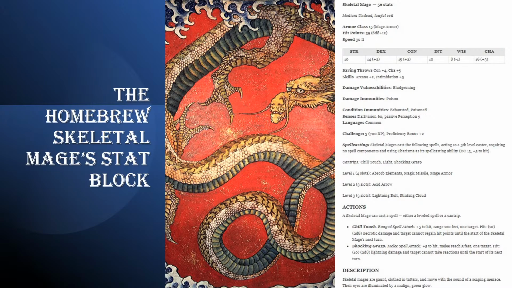And I've written a little description here at the bottom. We did a little flavor text before, but I like the description as well. Skeletal mages are gaunt, clothed in tatters, and move with the sound of a scraping menace. Their eyes are illuminated by a malign green glow. So here is our Skeletal Mage for you guys. I hope you find it to be a fun monster to use in your games. I have had a lot of enjoyment with the Skeletal Mage.